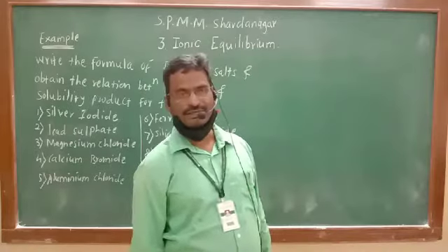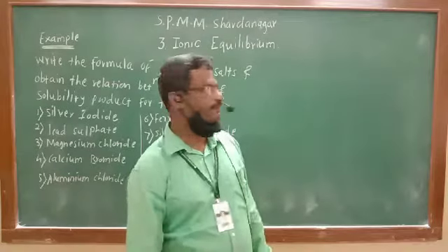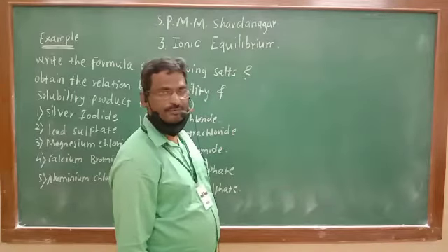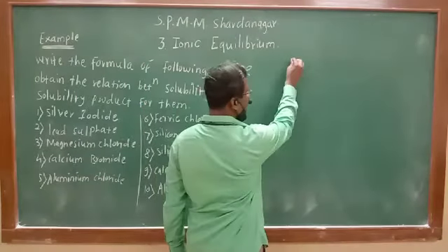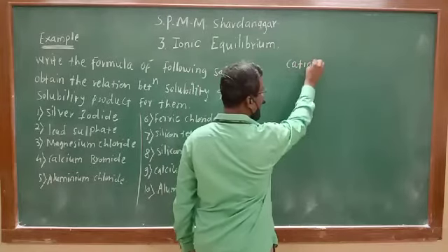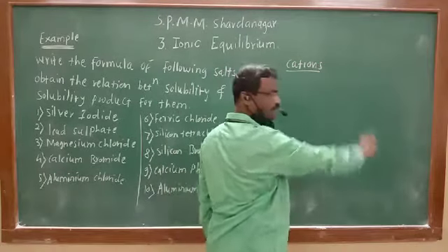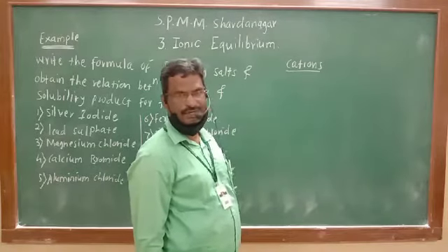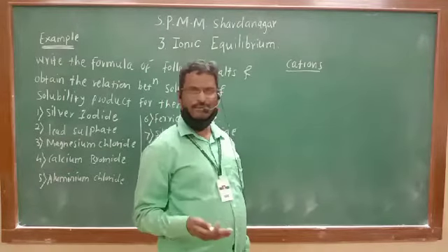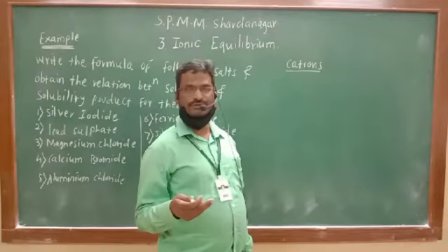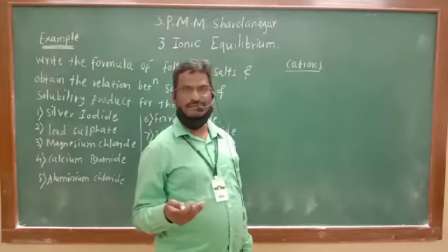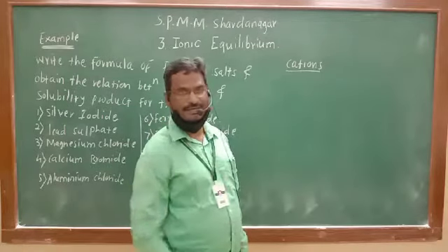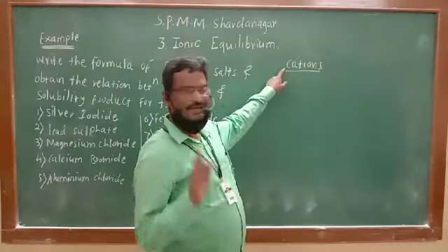First of all, see how to write the formula of a salt. For writing the formula of a salt, we should know certain cations. We know cations are also known as basic radicals. They carry a positive charge. They may carry one positive charge, two, three, or even four positive charges. So which are the cations?